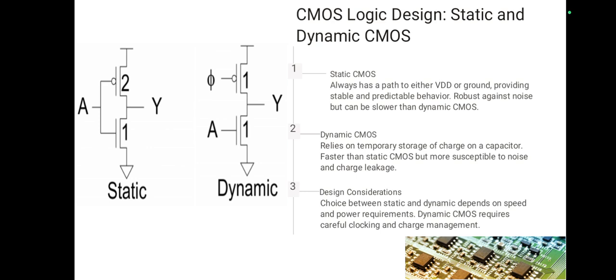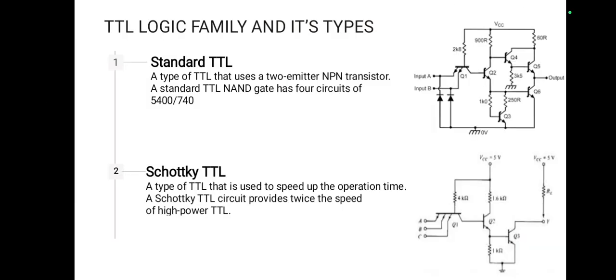The design consideration to be kept in mind is that the choice between static and dynamic depends on speed and power requirements. Therefore, dynamic CMOS requires careful clocking and charge management too, as we can see from the two diagrams, static and dynamic. Next, we come to the transistor logic family and its types. The standard transistor logic family and the Schottky transistor logic family. Standard transistor logic is a type of TTL that uses two emitter NPN transistors.